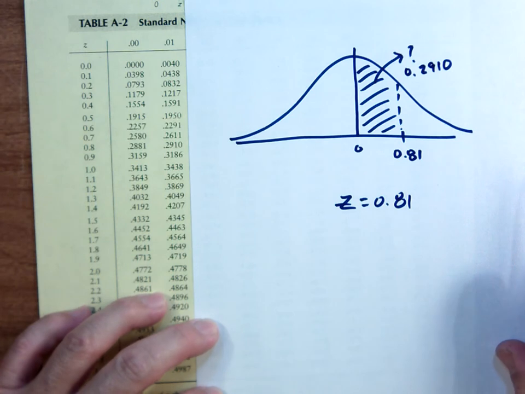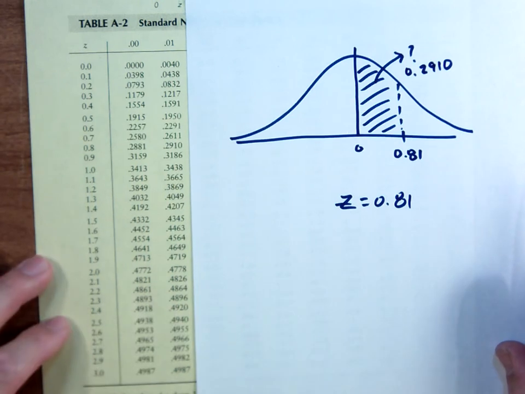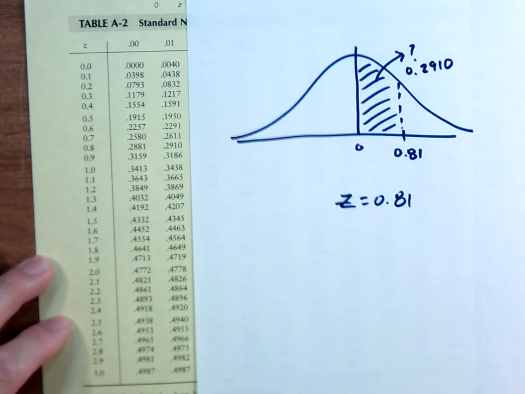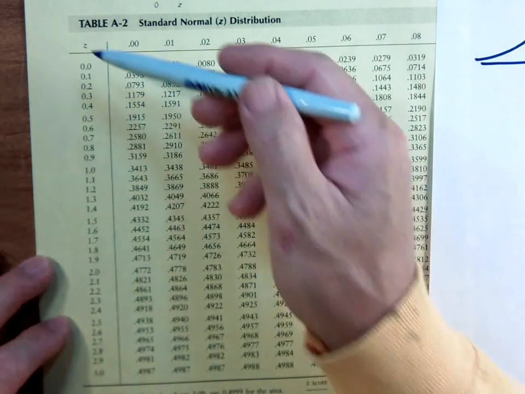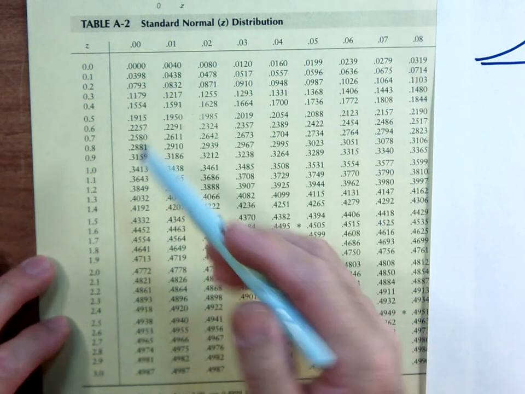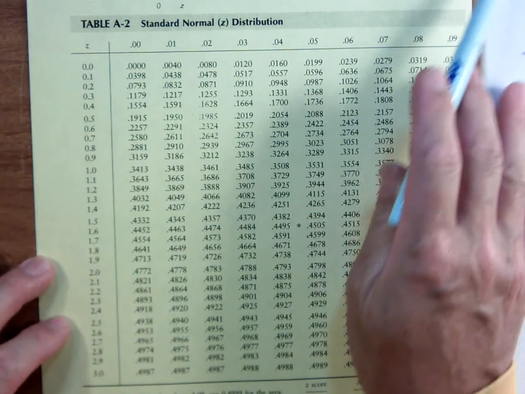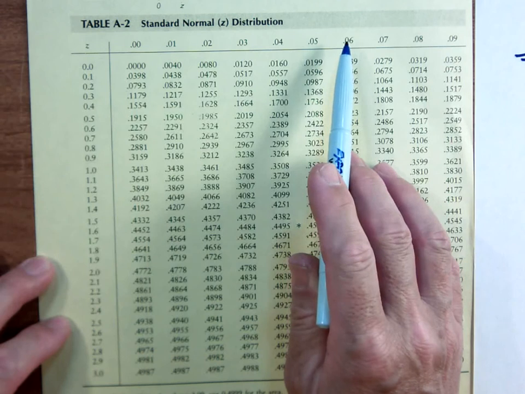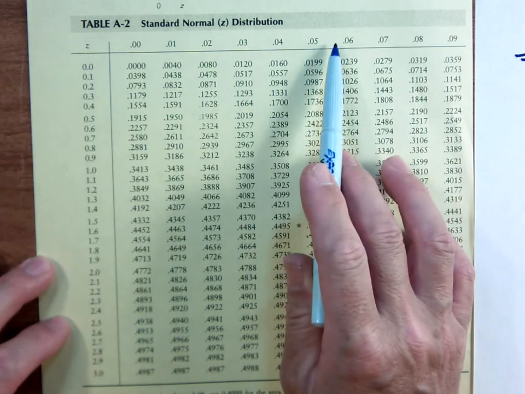Hope you now know how to use this table. Again, first you look under the decimal, look for the 10th, and then you go across at the top and look for the proper 100th digit.